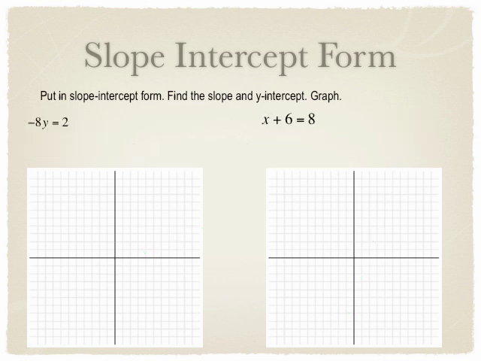Okay, last two, and these ones are a little bit different. Put in slope-intercept form, find the slope and the y-intercept, and graph. So for this first one, I want to get y by itself, so I divide both sides by negative 8, and I get y equals negative 1/4.